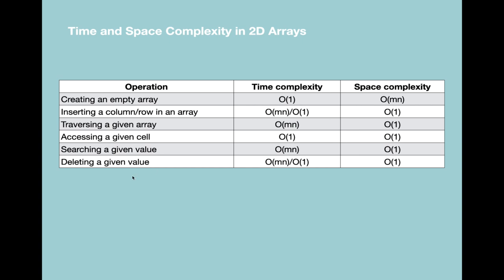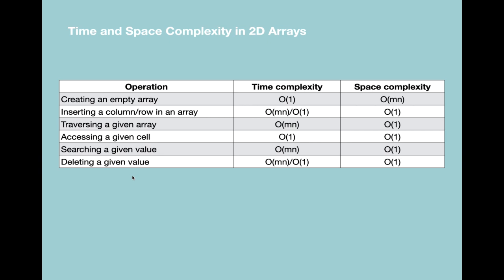Then we continue to deleting a value. So if we are deleting a given column or row from the end of a two-dimensional array, then the time complexity will be constant, because in this case we are not moving any column or row to right or to up. But if we are deleting a row from the beginning of a two-dimensional array, then other rows have to move one step up, and this means that this will take O(MN) time complexity.